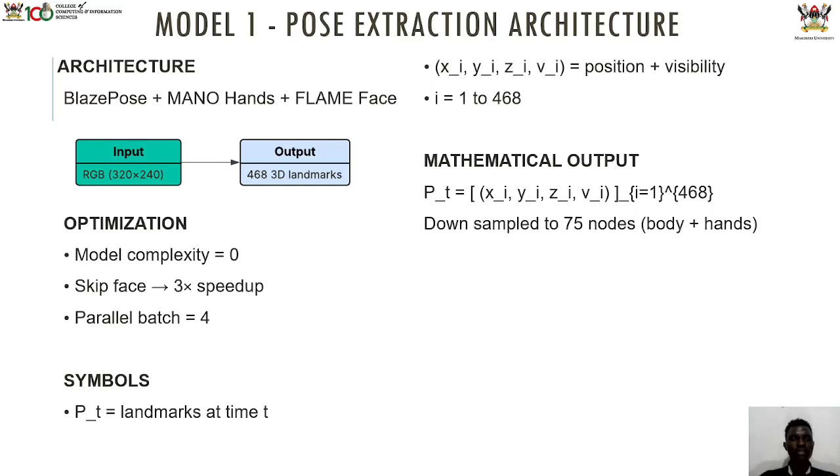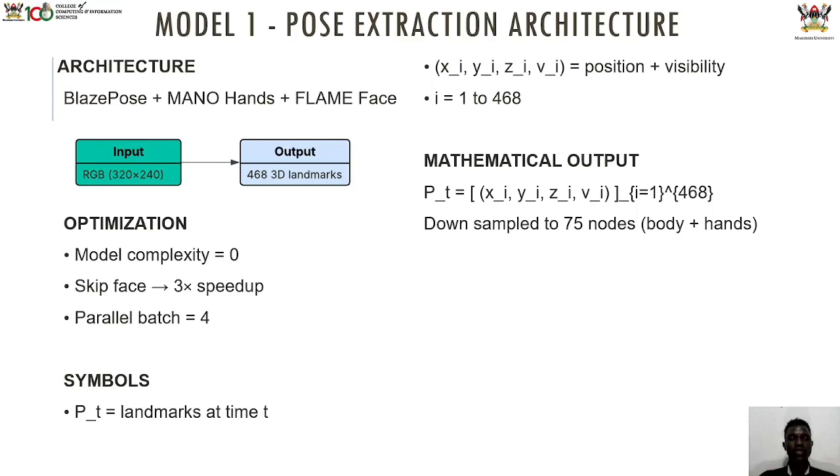So the first model we chose was pose extraction. So this is its architecture. With pose extraction, it has BlazePose plus MediaPipe Hands and then FaceMesh. With the last two, you can see MediaPipe Hands focuses on the hands, FaceMesh focuses on the face, and BlazePose on the body. It takes RGB video input, and the output should be those landmarks detected on the body.